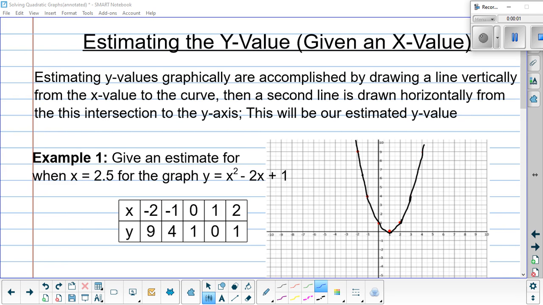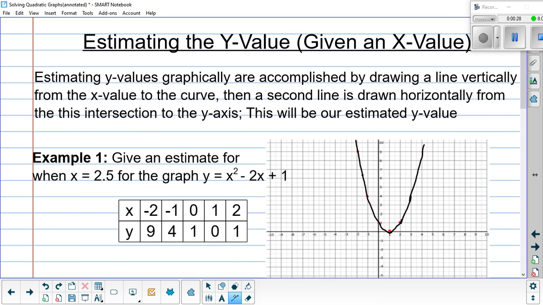Hi there, welcome back. We're looking at estimating the y value. So for this, we are required to be given an x value. We're going to use similar techniques as if we were drawing lines to an axis. We're going to draw a line vertically from the x value that's given, then a second line horizontally from the curve where we intersect it.